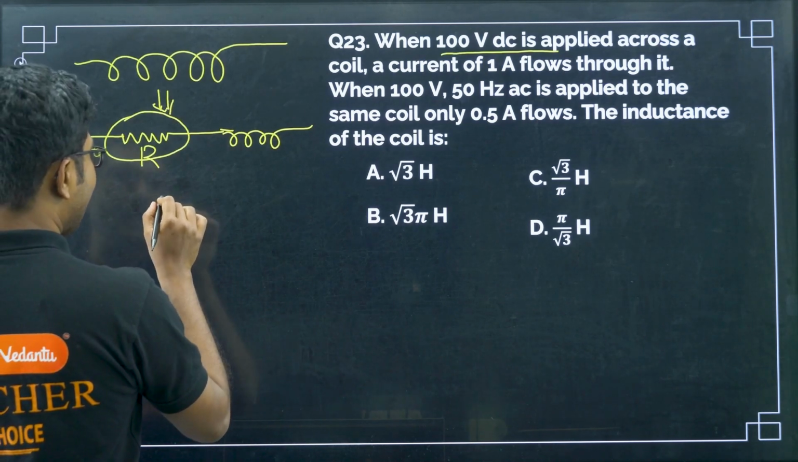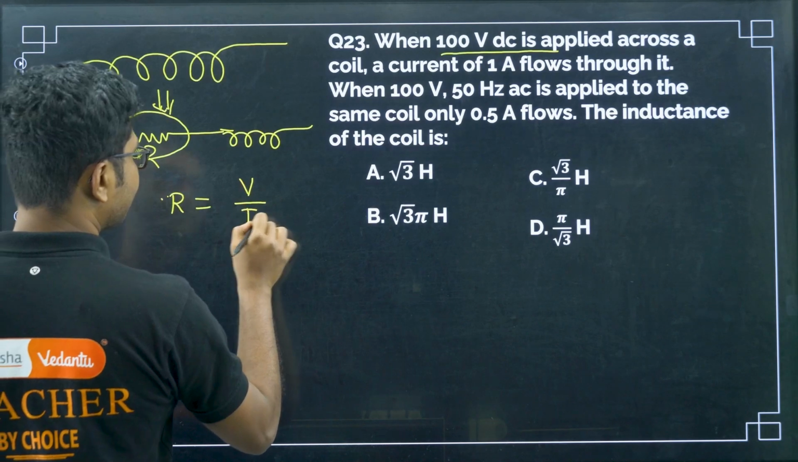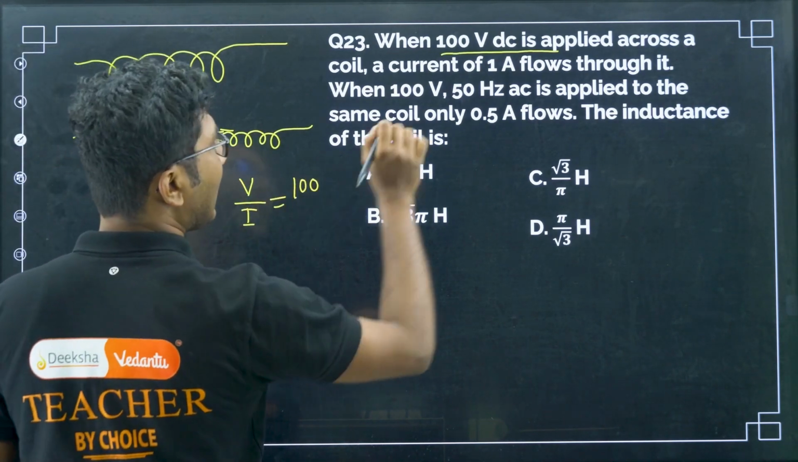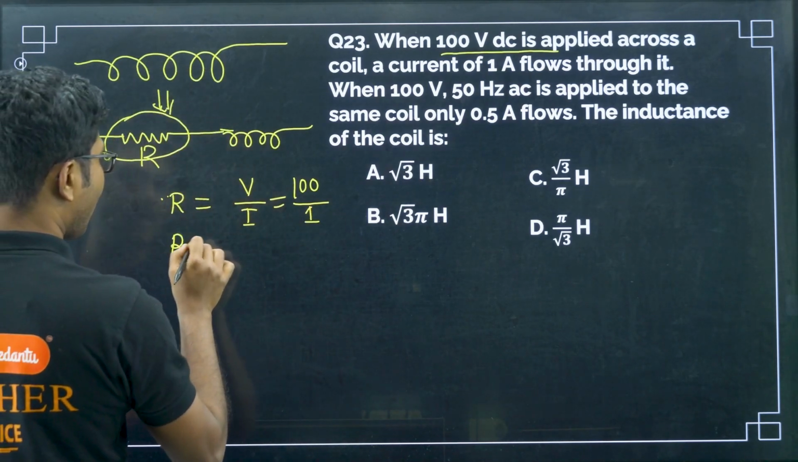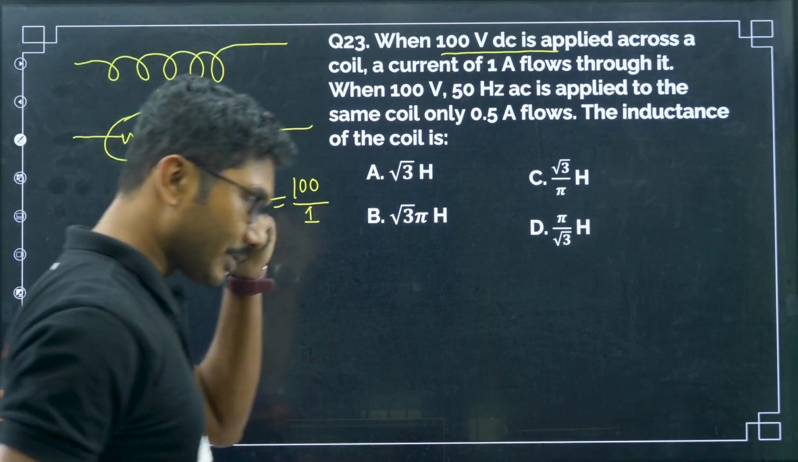V is equal to IR, so R is equal to V by I, right. The voltage you applied is 100 volt and the current in the circuit was 1 ampere. So, the resistance of the coil is 100 ohm. This is the resistance of the coil.